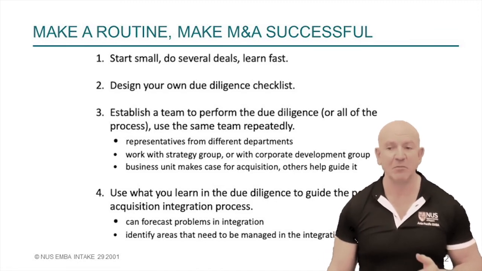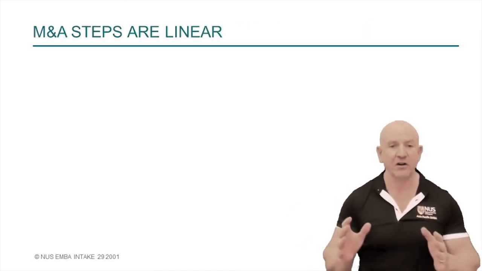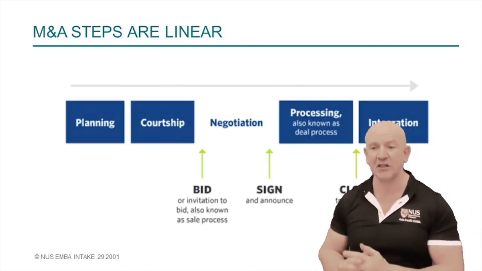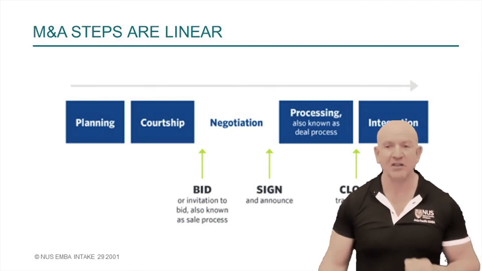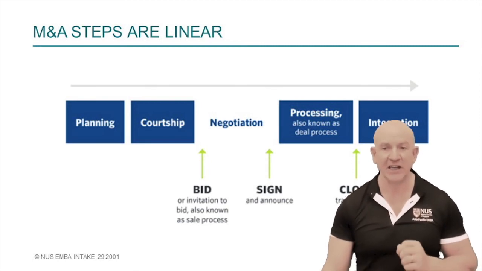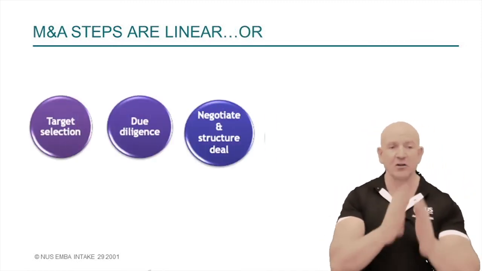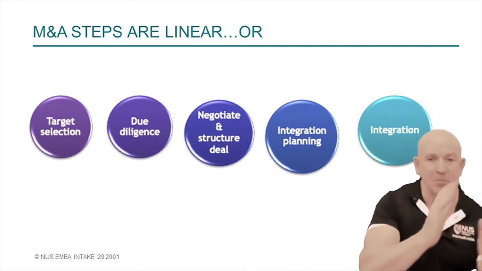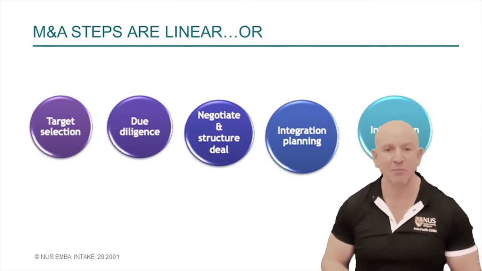And then use what you learned to guide the post-acquisition integration process. Identify the areas that need to be managed and what your process will be. People often look at M&A steps as being linear, which I've kind of said, from the planning, courtship, bids, signing, processing, and integration, when they don't have to be linear. They don't have to be sequential. Again, this is showing that they're linear, where we have the target selection, due diligence, negotiate structure, integration planning, and then integration, where we suggest we're just passing the deal down the organization to different groups of people.